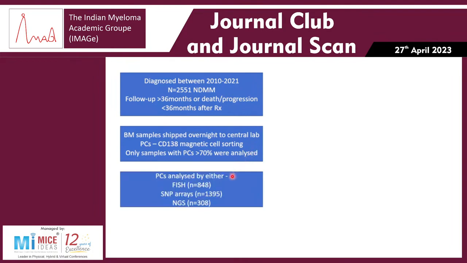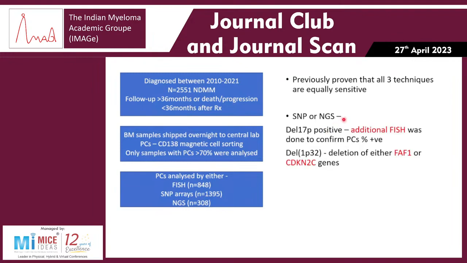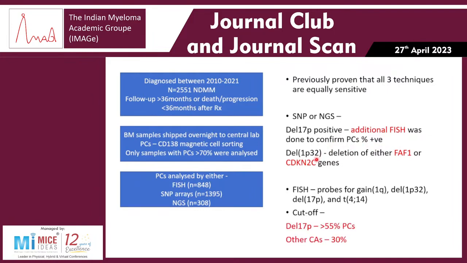These plasma cells were analyzed for cytogenetic abnormalities by either FISH, single nucleotide polymorphism arrays, or next generation sequencing, on the premise that all the 3 techniques are equally sensitive. Those SNP or NGS results which revealed 17p deletion positivity underwent additional FISH to confirm the percentage of plasma cells which were positive, and deletion 1p32 was labeled when either FAF1 or CDKN2C genes were found to be deleted.